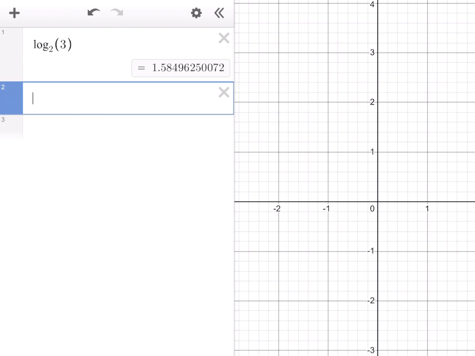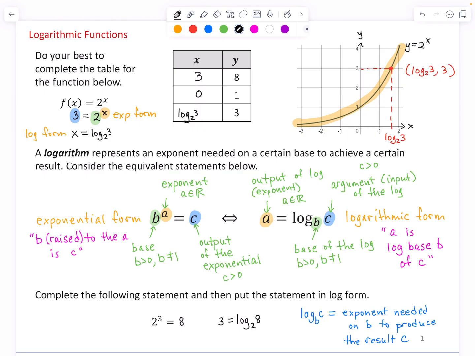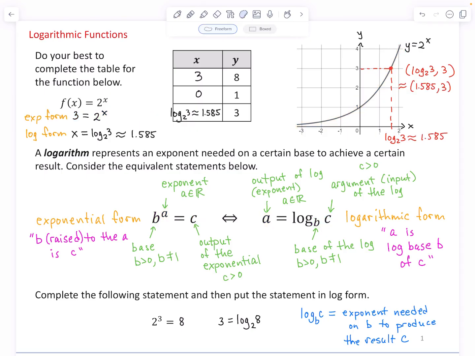And this gives us a decimal representation of this exponent that we are looking for. So it's about 1.585. Okay, let's go to the next page where we practice simplifying logarithms by identifying missing exponents.